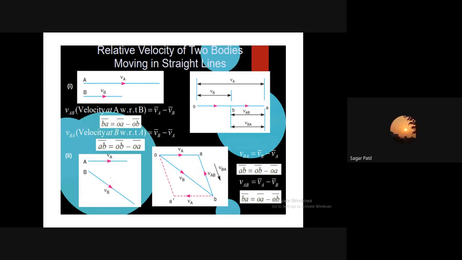Absolute velocity is observed the same in every inertial frame of reference, and the relative velocity of an object is the velocity of the object with respect to any two frames of reference. Your name, please. Sagar Patil.